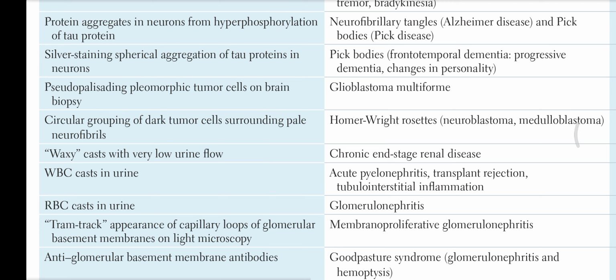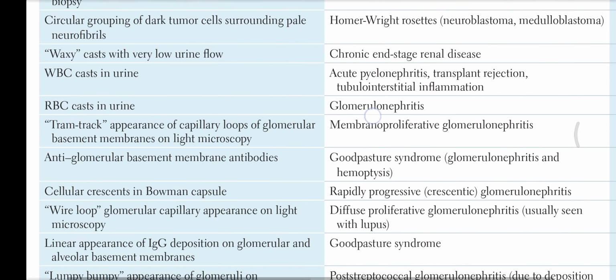WBC cast in urine. It is seen in infections like acute pyelonephritis and other conditions like transplant rejection and tubulointerstitial inflammation. RBC cast in urine, that is seen in glomerulonephritis.